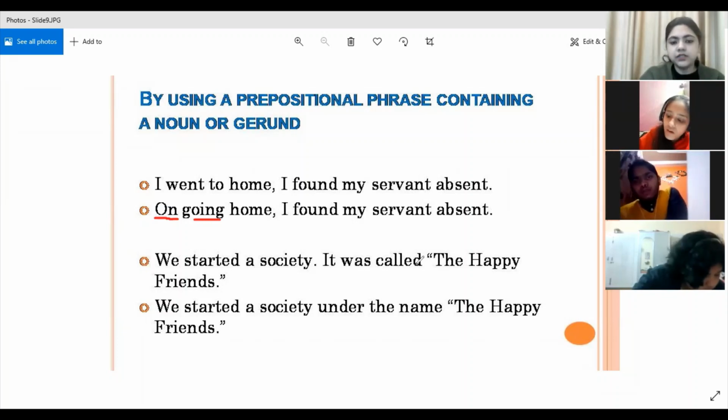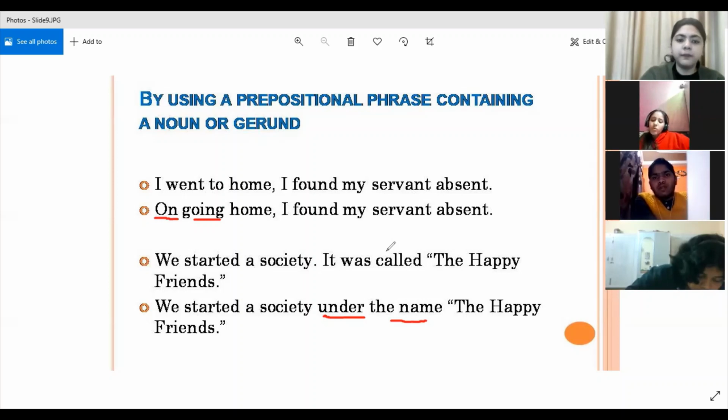Then we started a society. It was called the Happy Friends. Okay. We started a society. It was called the Happy Friends. So we started a society under the name. So under is your preposition. The name is your noun. Okay. The Happy Friends. So this is how we can change.